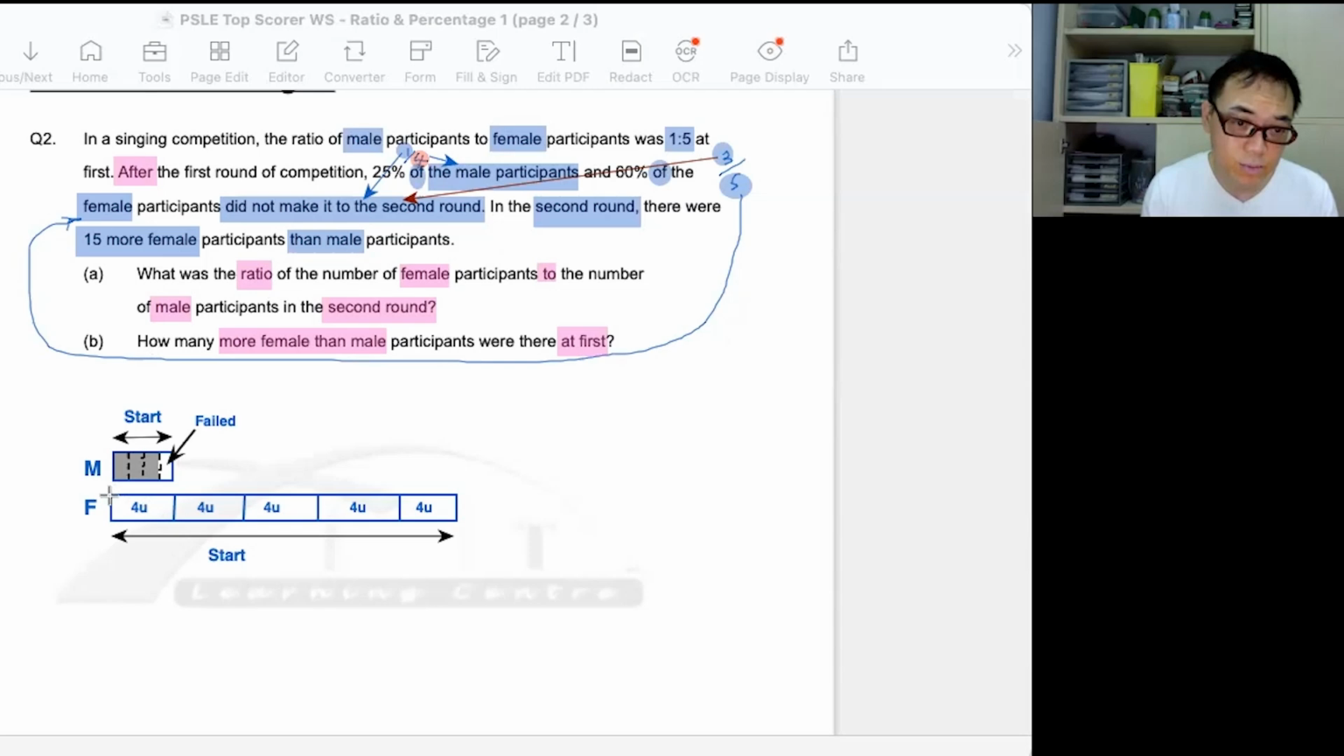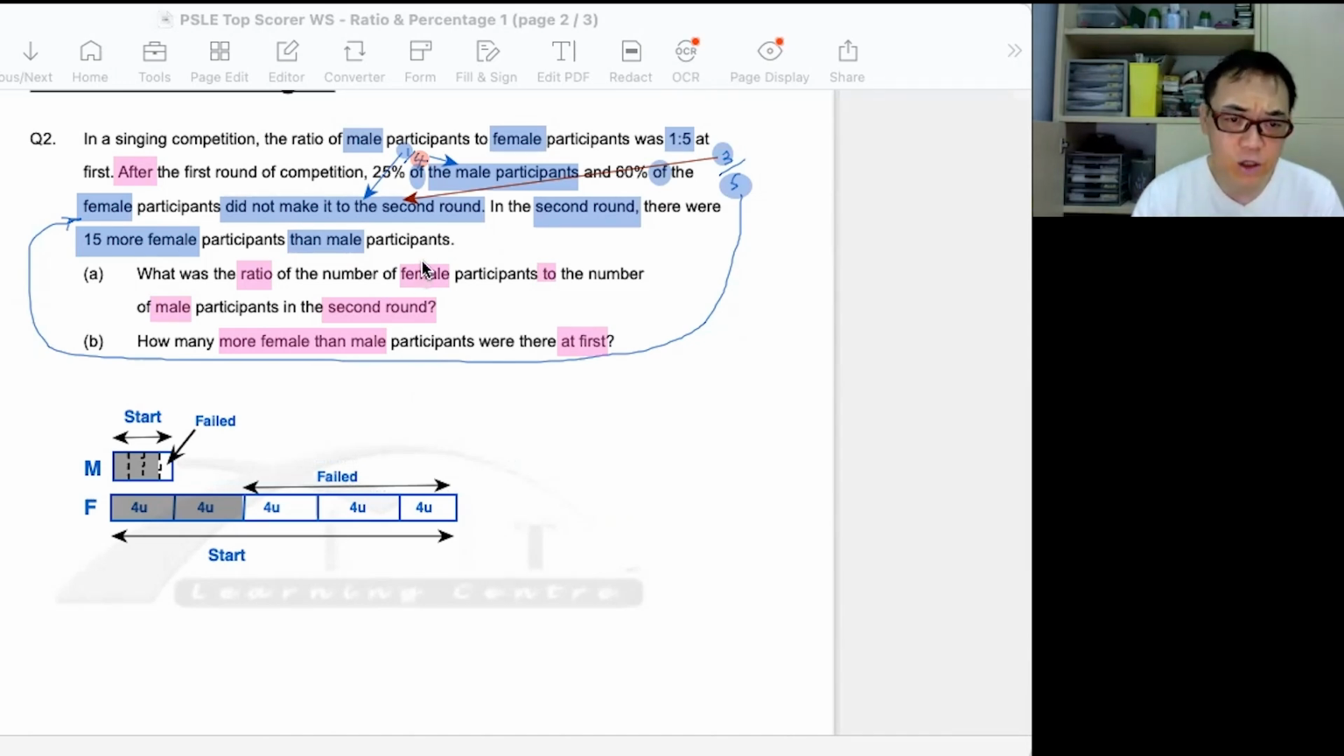I'm going to have to reset it. Okay, never mind. So these are the ones who made it, and these are the ones who did not make it. Okay, so these are the ones who failed. Now what's happening? These are the ones who failed, and the shaded ones are the ones who made it. Okay, so can you tell me now?